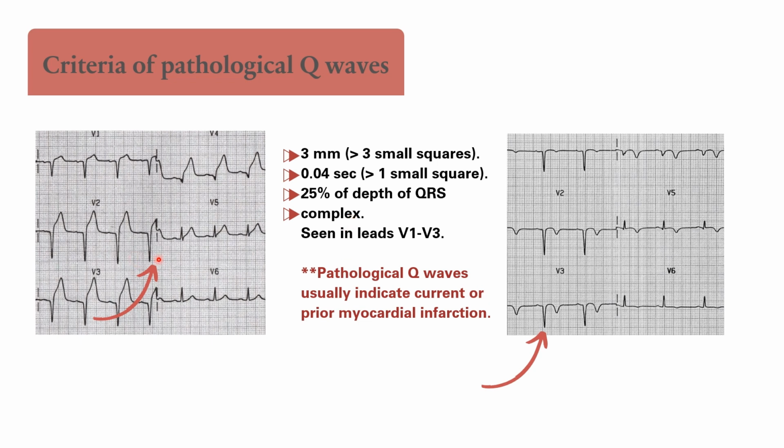In this ECG example, we can see deep, wide Q waves clearly visible in leads V2 and V3, meeting the criteria for the pathological Q waves. Recognizing these abnormalities is crucial, as they often indicate a myocardial infarction, and it will help us to assess the extent of the heart damage when interpreting the QRS complex.